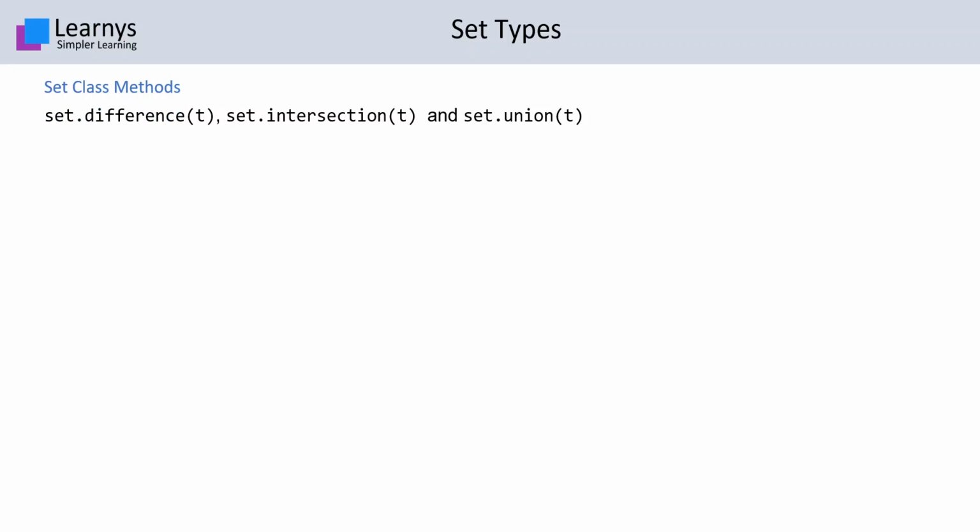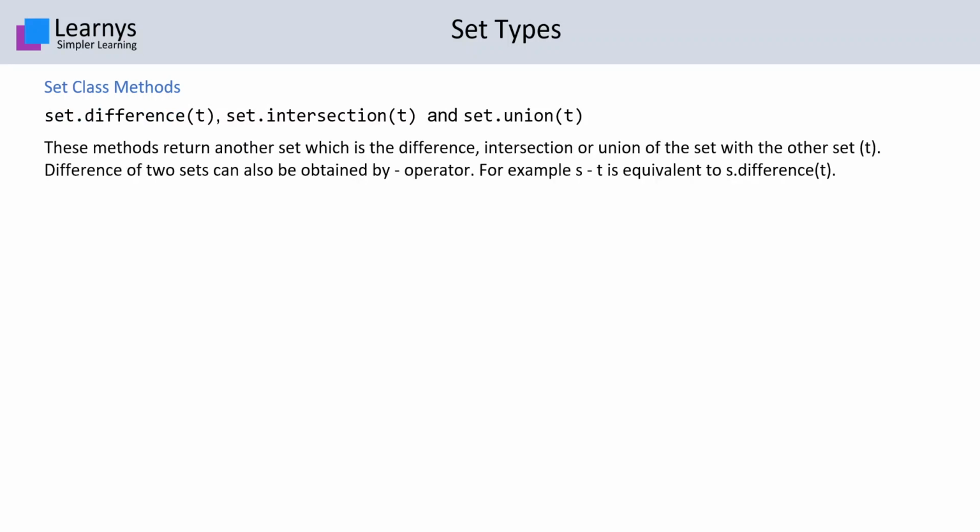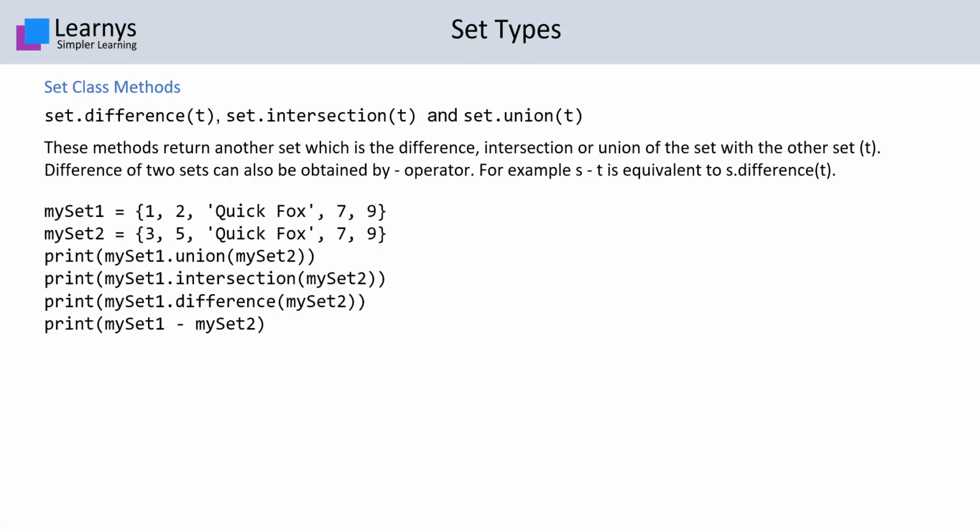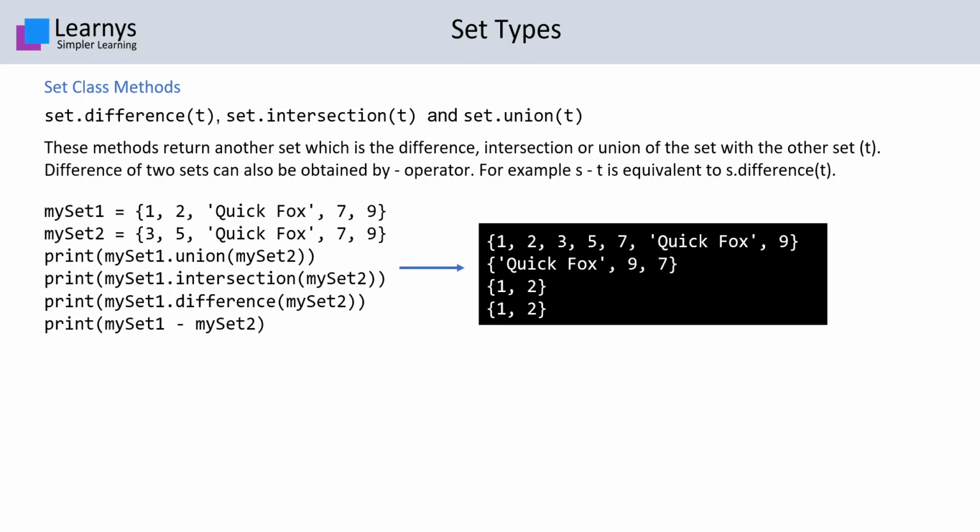3 more functions are set.difference, set.intersection and set.union. Let's see an example and understand what they mean. Let's say you have two sets. They are having the given elements. First of all, we are trying to print myset1.union(myset2). In this case, all the elements of both the sets will be printed without repetition.